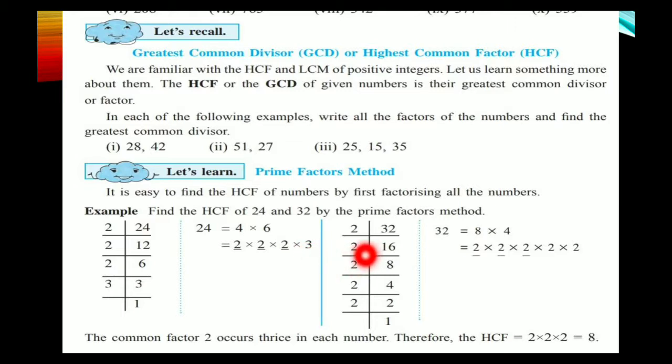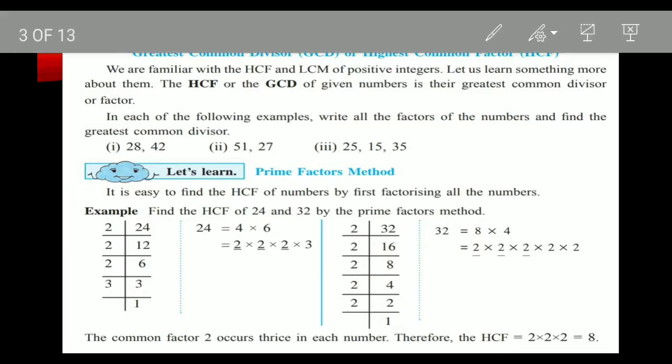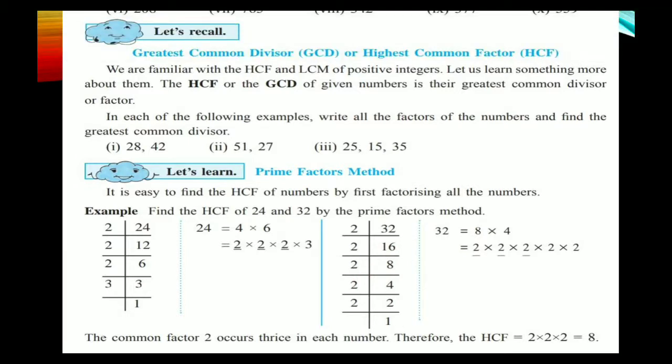Next, we are going to do the prime factorization of 32. 2 16s are 32, 2 8s are 16, 2 4s are 8, 2 2s are 4, and lastly 2 1s are 2. Therefore, the factors are 2 into 2 into 2 into 2 into 2.